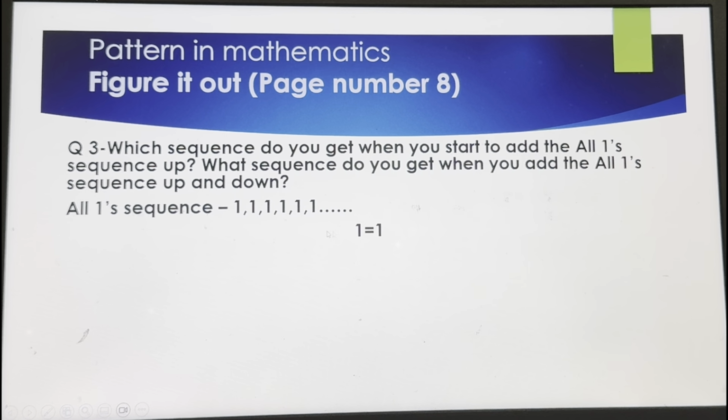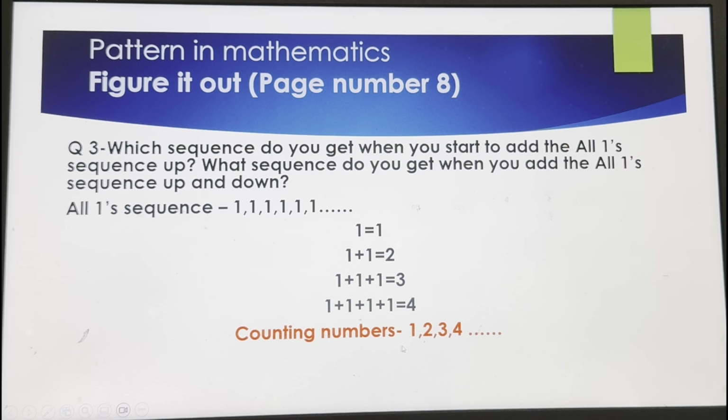So you are adding 1 is equal to 1. Then 1 plus 1 is 2. Then 1 plus 1 plus 1 is 3. We are adding up. 1 plus 1 plus 1 plus 1 is 4. So what are we getting over here? They are all counting numbers, correct? So counting numbers 1, 2, 3, 4 when we are adding all ones up. Remember these words. These are the key words, up.